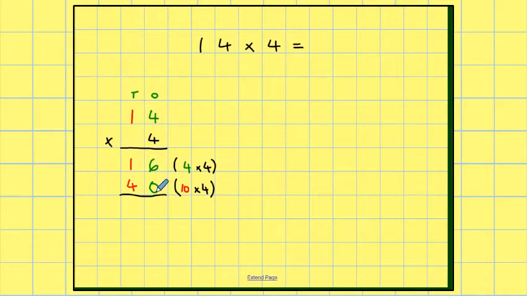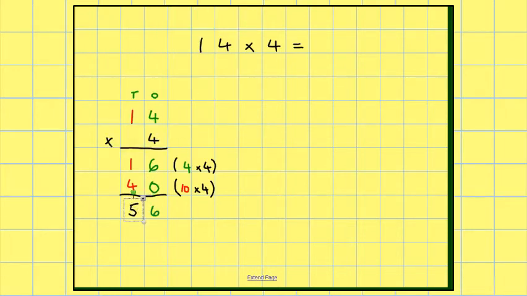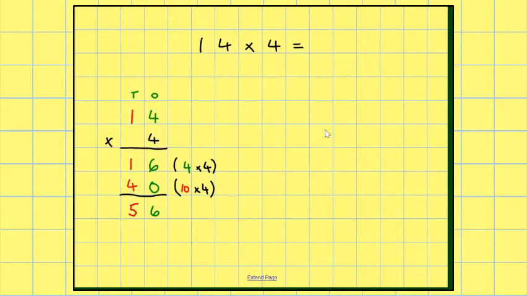We've got 6 and nothing is 6. And 1 and 4 is 5, but they're tens. We know their tens are in the tens column. Is 56. Maybe I should have done those as colours as well. Perhaps we'll do that one as that, and that one we'll do red, so we know what they are. Still tens and ones. That's good. That makes a bit more sense, doesn't it?